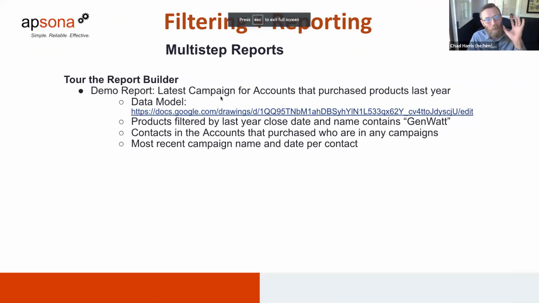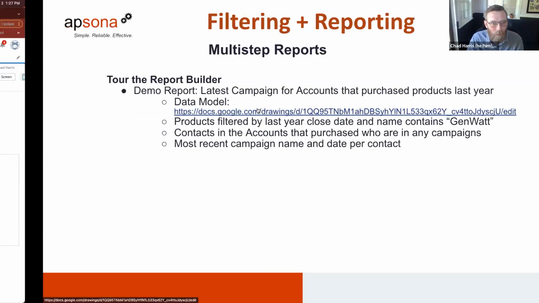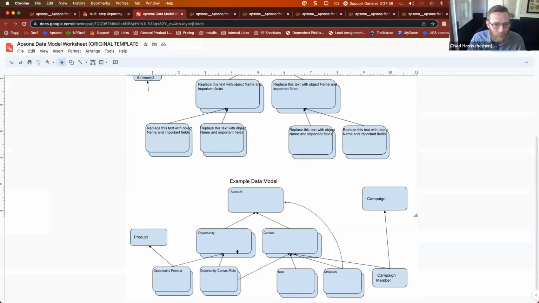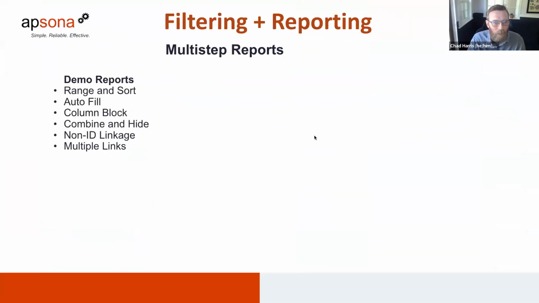All right, so we built our first multi-step. It was pretty complex. It stretched through a lot of objects. Back to our drawing here, we were really reaching all the way to campaign, all the way to product, all the way to account. So you can see kind of the power of our reach. Let's go on to the next slide here.